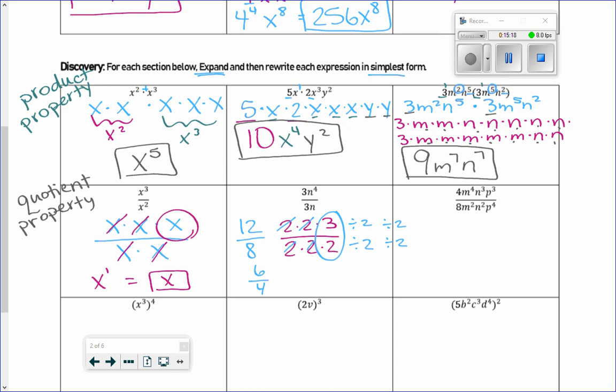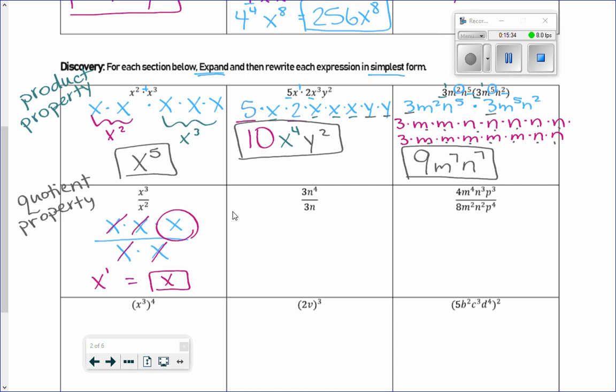That's what I did over here. I divided by x on both the top and the bottom to simplify that fraction. I divided by the factors they share to simplify. All right, so moving on to this next one, I'm going to expand it out.